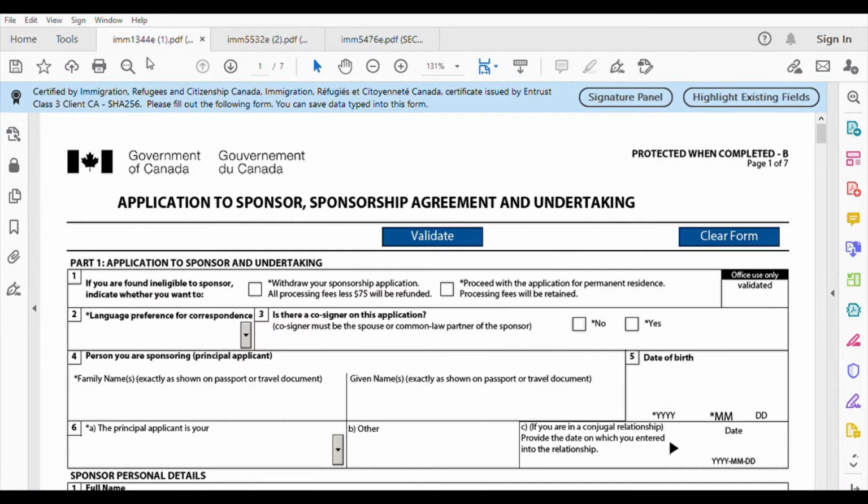Hello everyone. My video for today is about sponsor application forms. If you watched my first video, you will find that there are two applications that must be submitted together for sponsorship: a sponsor application and a principal applicant application. So in today's video, I will talk about the forms related to the sponsor application. The first application form is the application to sponsor, sponsorship agreement and undertaking.